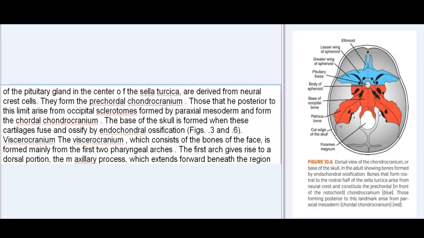Viscerocranium. The viscerocranium, which consists of the bones of the face, is formed mainly from the first two pharyngeal arches.